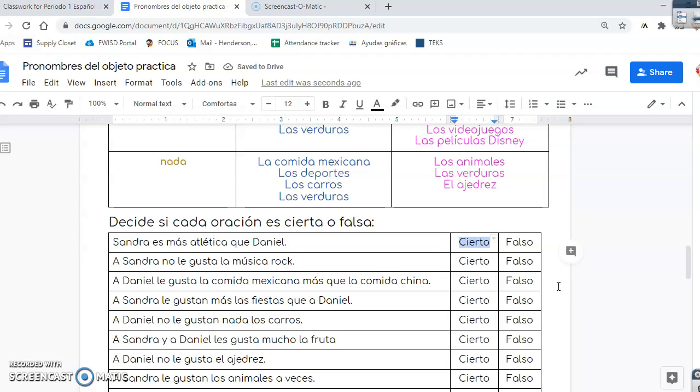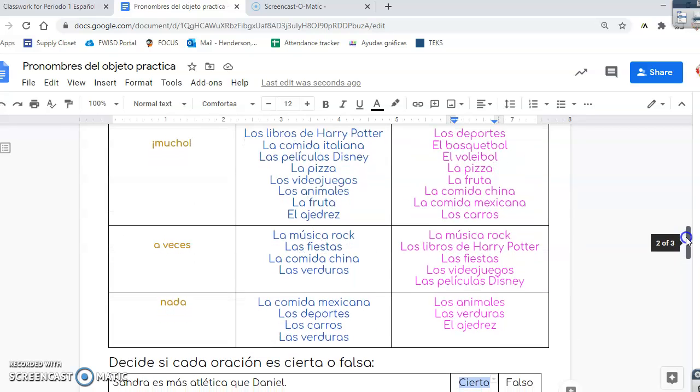So let's look at one of these. This sentence says, a Sandra no le gusta la música rock. I can go to Sandra's side and find la música rock. It says she doesn't like it, and I should be able to see if that is true or false.